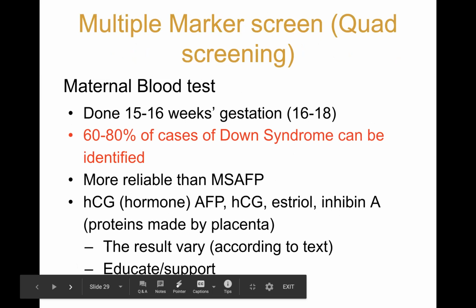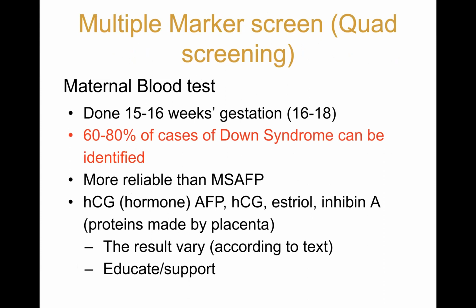The next one is quad screening. And what is the difference between the quad versus the MSAFP is the quad can identify 60 to 80% of the cases of Down syndrome or the chromosomal disorders. Again, done about 15 to 16 weeks. It's more reliable than the MSAFP. So it covers a lot more.